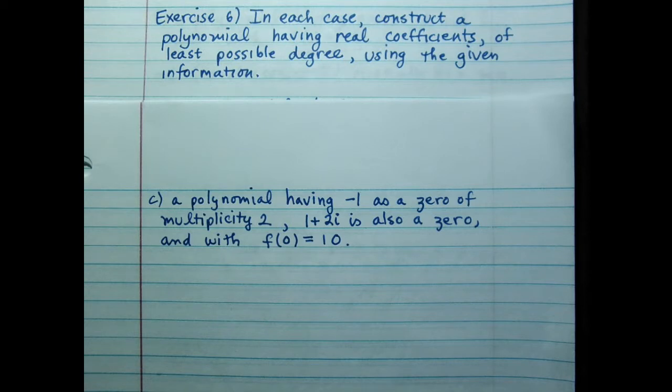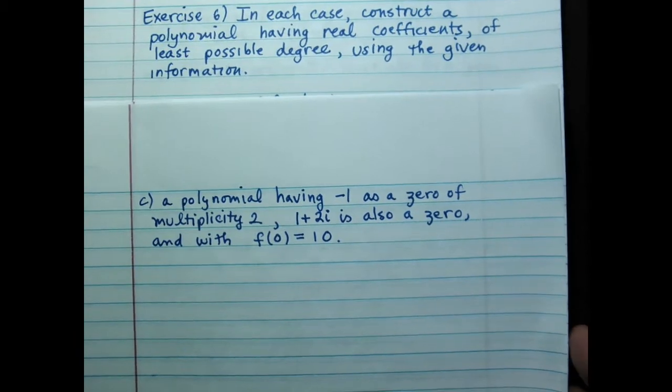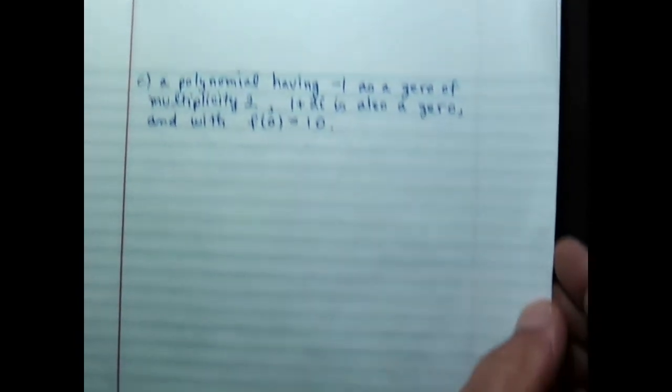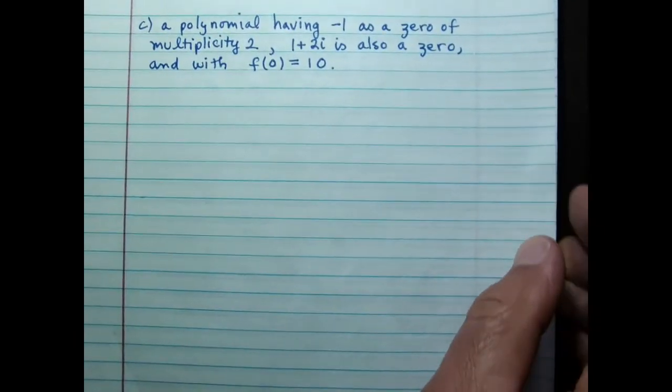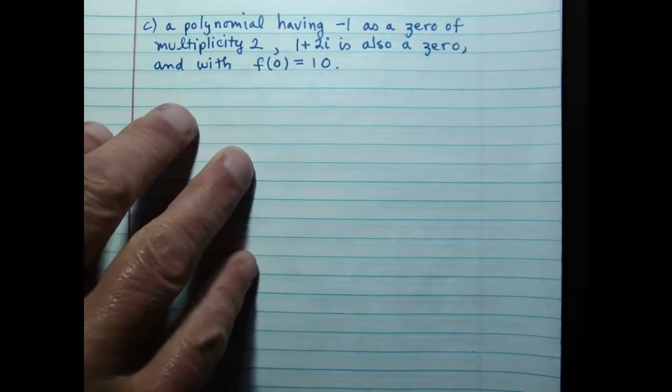This is part C of exercise 6. So this is the last part of this exercise. This is the final exercise in this section on polynomials and zeros of polynomials. And so once again, we're going to put together a polynomial. This is a challenging problem. This is quite a bit more difficult than the others, so just be aware of that.